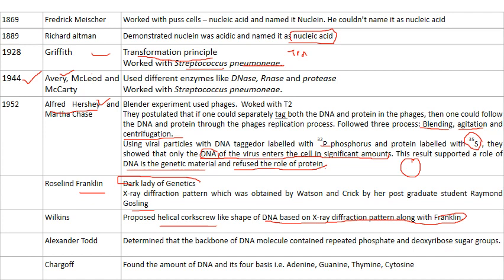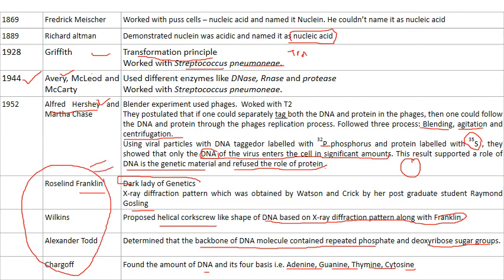Next is Alexander Todd, who determined that the backbone of the DNA molecule contained repeated phosphate and deoxyribose sugar groups. Then Chargaff, who found the amount of DNA and its four bases: adenine, guanine, thymine and cytosine. Remember, these four scientists are responsible for Watson and Crick's double helix model.